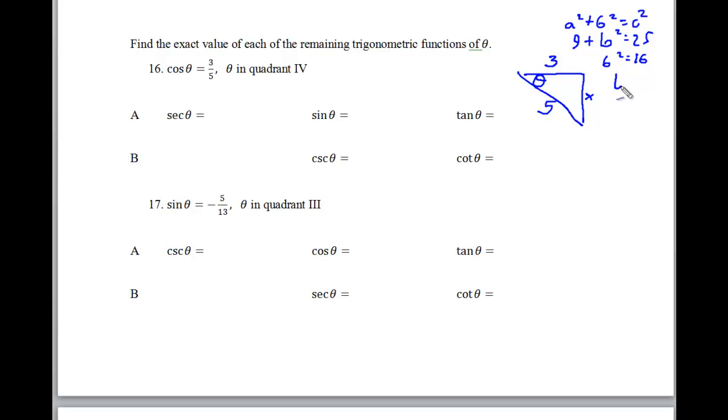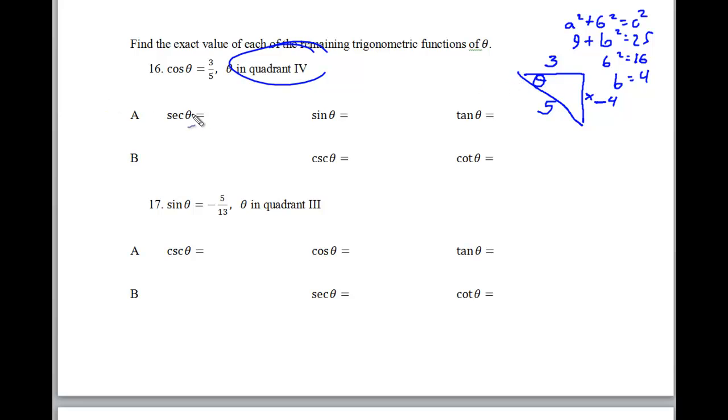Take the square root. B is equal to plus or minus 4. Now, which one I use is relative to what quadrant I'm in. And since in quadrant 4 the x values are negative, I'm going to put down a negative 4. This is very helpful to me when I actually do my problem. I can actually use this as a big help.